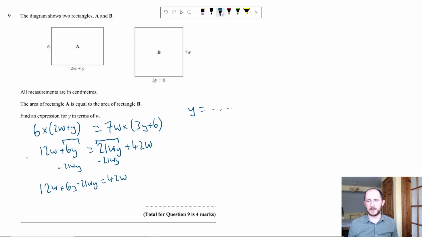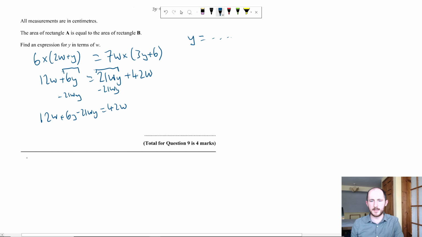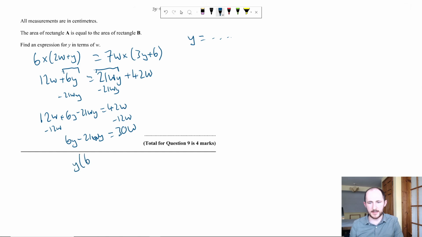They haven't really given me much space for this. That's a bit annoying, but it is what it is. Then move everything else, which is this 12w, to the right-hand side. So we're going to minus 12w on both sides. And we get 6y minus 21wy equals 42w minus 12w, which is 30w. Factorize out a y, you get y, open bracket 6 minus 21w, equals 30w.